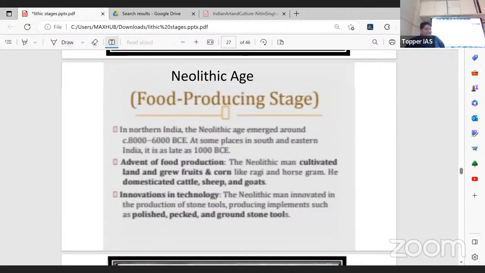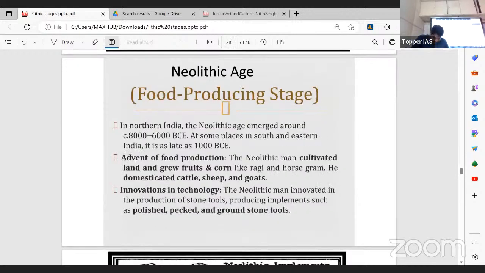Then finally, Neolithic sites. Neo means new. So Neolithic, the new stone age. So it is the food producing stage.